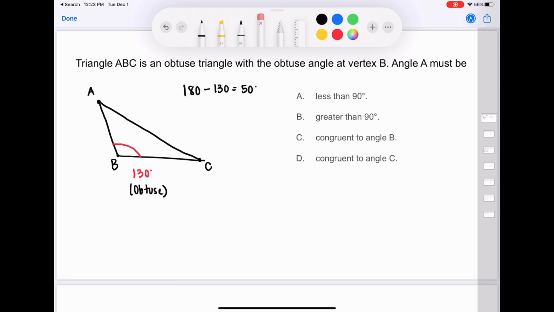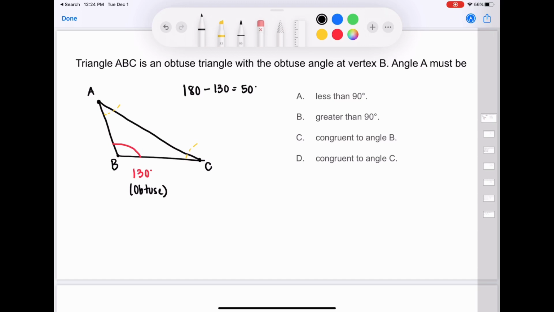I still have two angles left, but I only have 50 degrees left over to distribute between my remaining angles, specifically angle A and angle C. Then I know that I can't have anything greater than 90 degrees because I have to stay within the range of 50 degrees. That being said, I know that angle A must be less than 50 degrees in this instance. So let's look at our different answer choices.